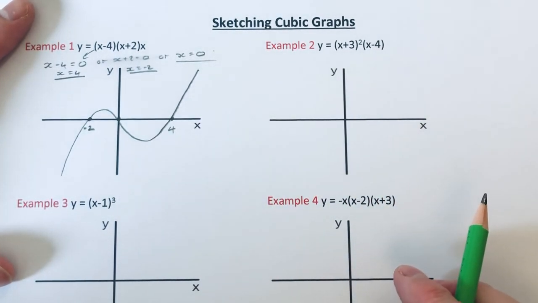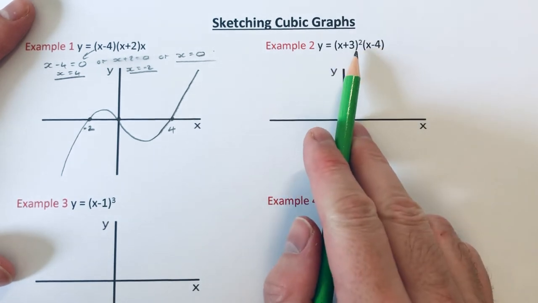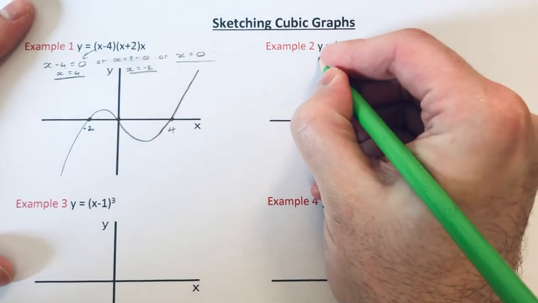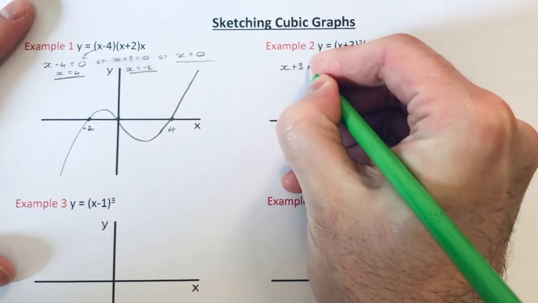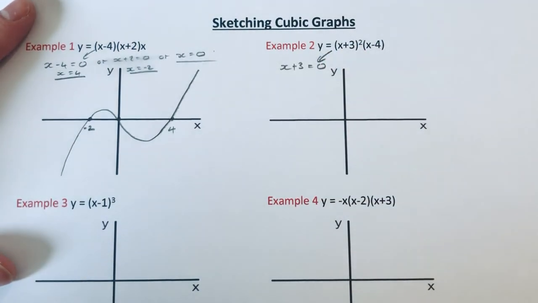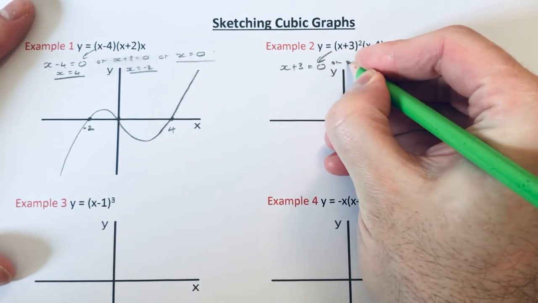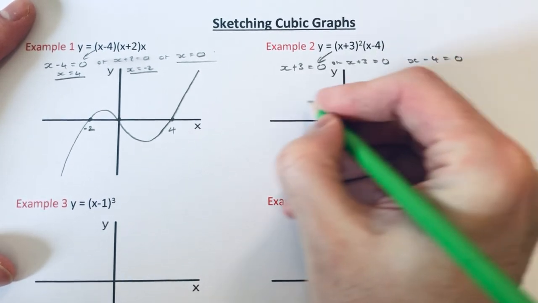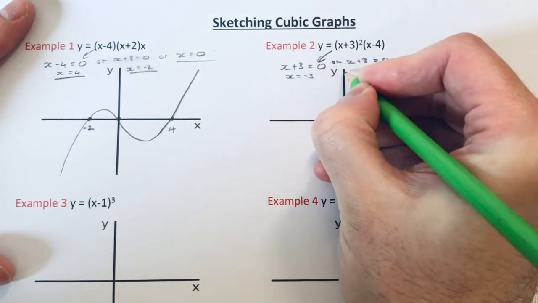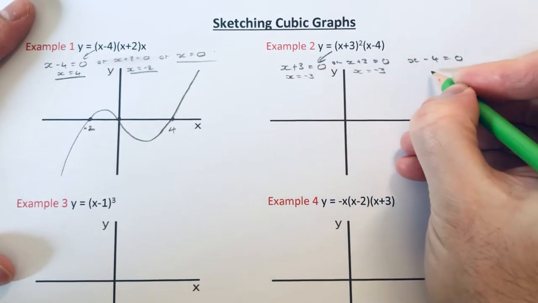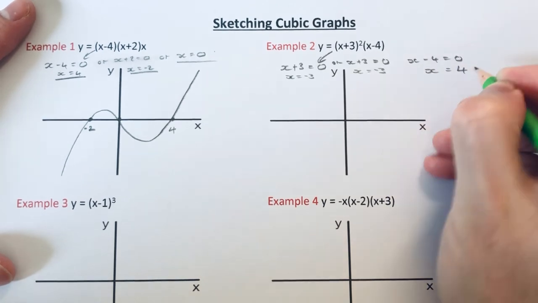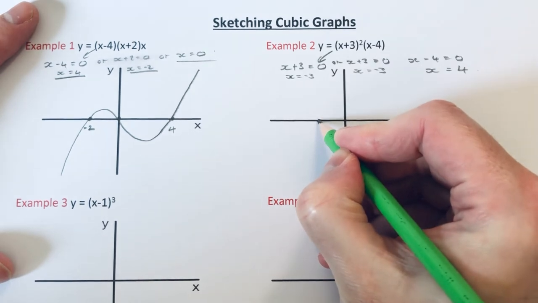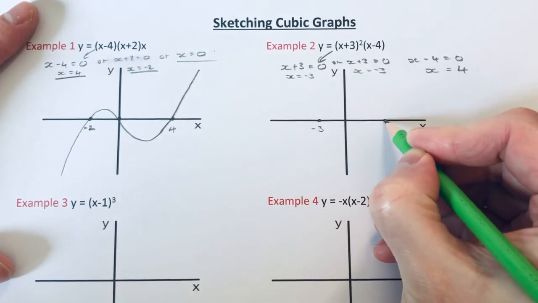So let's move on to example 2. This time we've got y equals x plus 3 squared, and then x minus 4. So again, if we make our factors equal to 0, this one's repeated twice. So we get x equals minus 3. Again, that one's repeated, and we get x equals 4 by adding 4. So we've got 2 intersection points, one at minus 3 and the other one at 4.